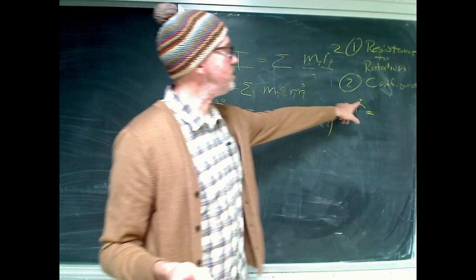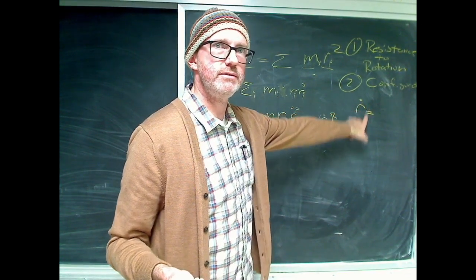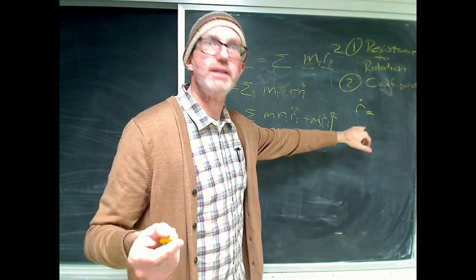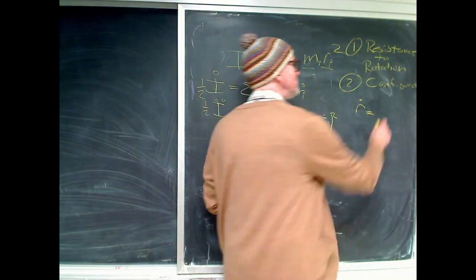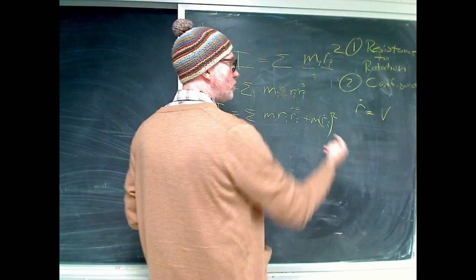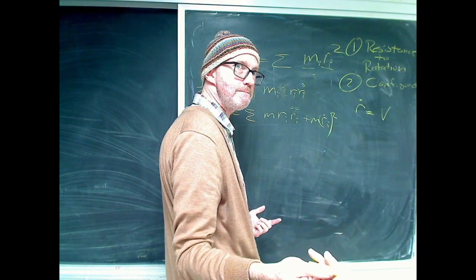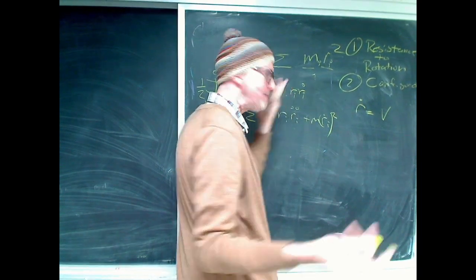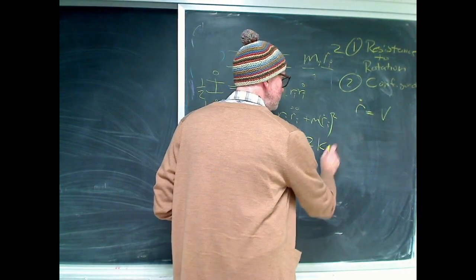Everybody's good with me using dot, yeah. Dot means time derivative. R dot is dR/dt. What do we call that? Velocity. So this is velocity. m r dot squared is mv squared, what? Kinetic energy. So this is twice the kinetic energy.